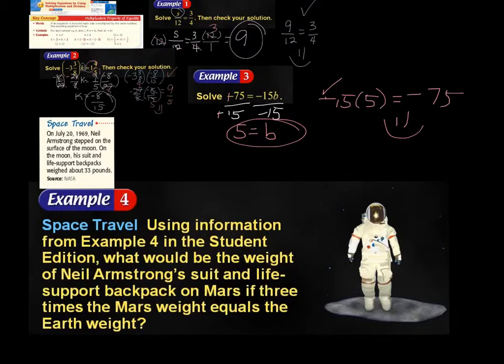On July 20th, 1969, Neil Armstrong stepped on the surface of the moon. On the moon, his suit and life support backpacks weighed about 33 pounds. What would be the weight of Neil Armstrong's suit and life support backpack on Mars if 3 times the Mars weight equals the Earth weight?